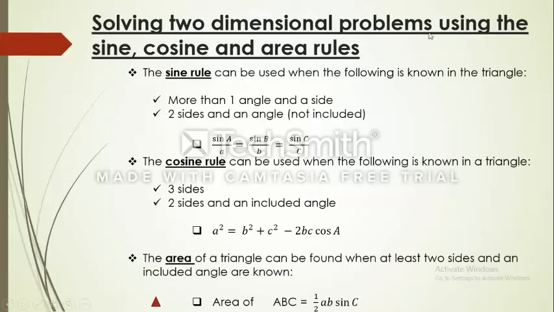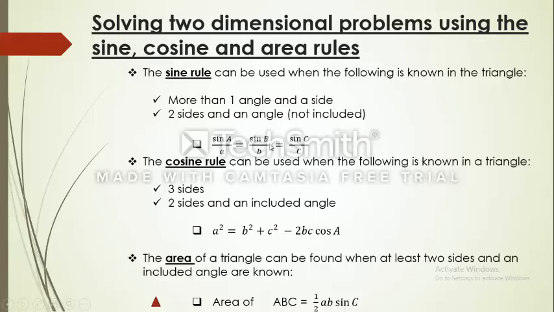Solving two-dimensional problems using the sine, cosine, and area rules. The sine rule can be used when the following is known in the triangle: more than one angle and a side, or two sides and an angle not included. The formula that we use is sine A over a is equal to sine B over b, which is equal to sine C over c. Any two of these can help you to solve a problem using the sine rule.